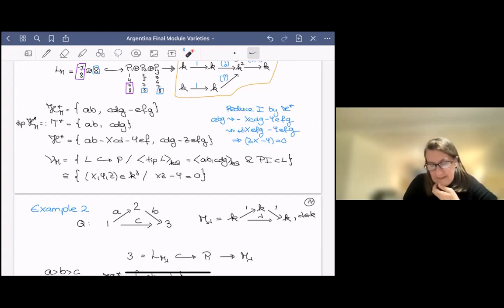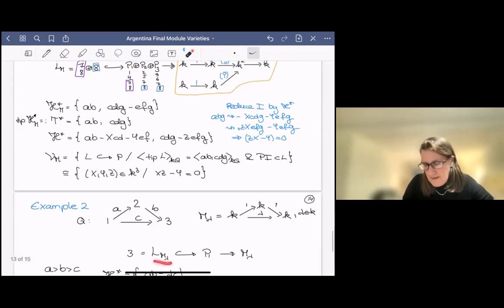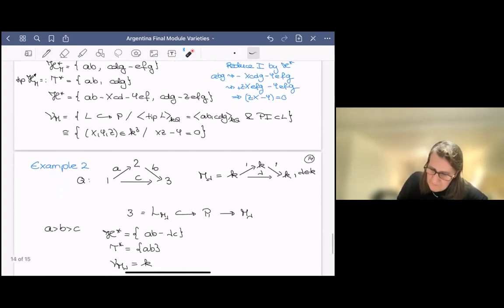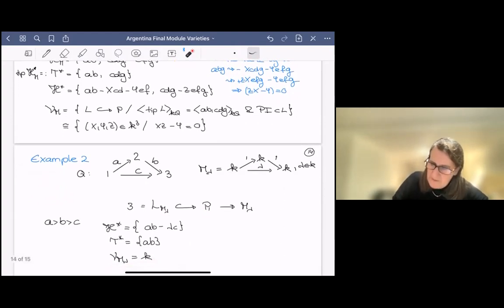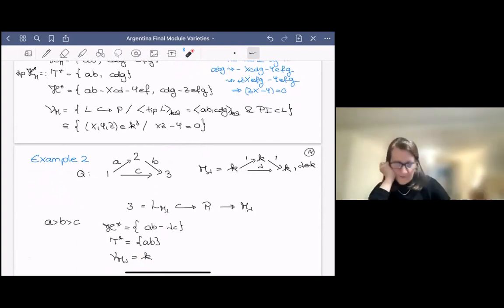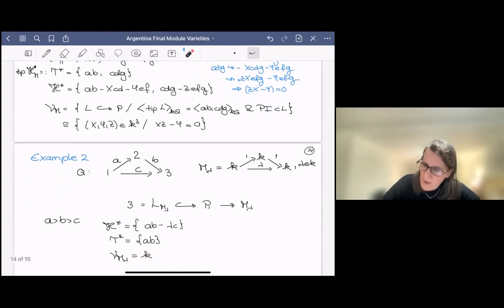Okay. And now we want to calculate the variety containing this module. So we basically calculate all the submodules that have the same tip set for their Gröbner basis as this. So we find, because we can't do any reductions because I is 0, that this is the whole of K. Okay, so we just get a line for our variety.